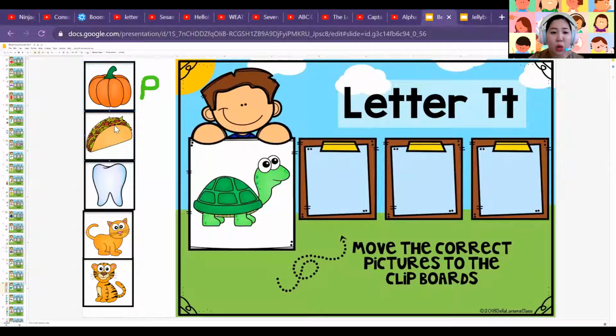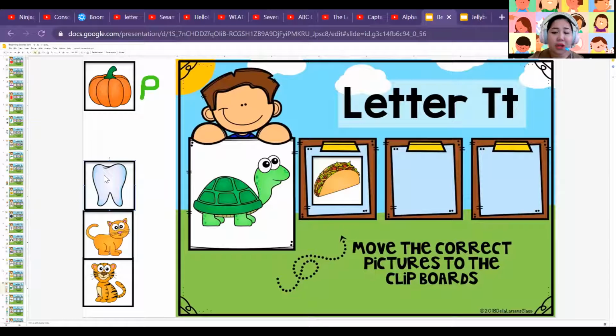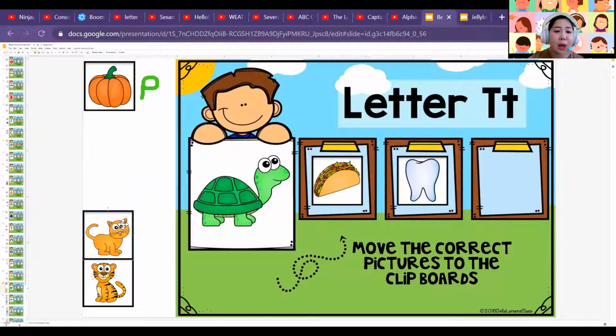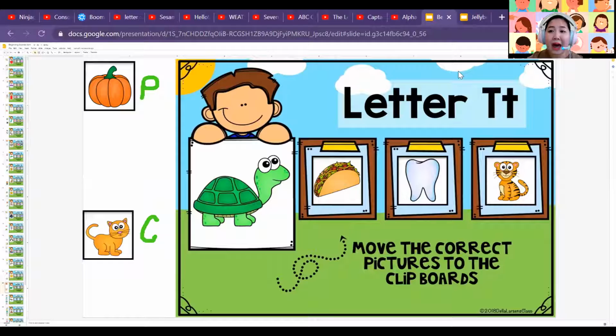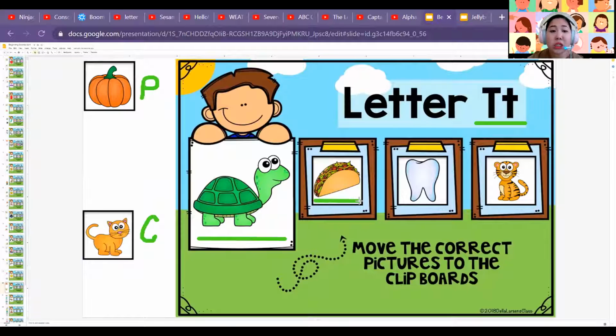How about for taco? Taco? Yes, it does. How about for tooth? Tooth. Tooth also begins with the letter T. How about for cat? Cat begins with the letter C. How about for tiger? Tiger begins with the letter T. So we have our letter T. The sound of T is t, t, t. For turtle, for taco, for tooth, and also for tiger.